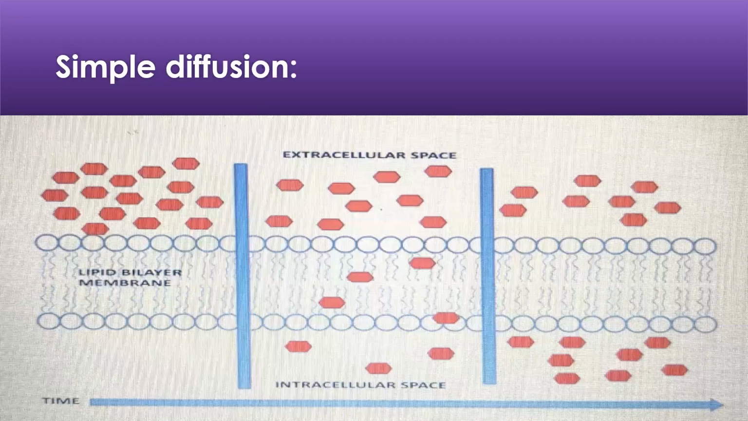Second, simple diffusion or diffusion. It is the movement of solutes from a region of higher concentration to a lower concentration. As you can see here, the solutes in the extracellular space have higher concentration. Then with the help of simple diffusion, they are passing through this plasma membrane and coming into the intracellular space. Higher concentration of solutes moving to the lower concentration of solute is called diffusion. And the difference in concentration between the two regions is called the concentration gradient.